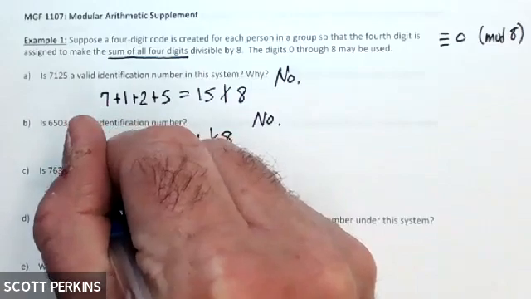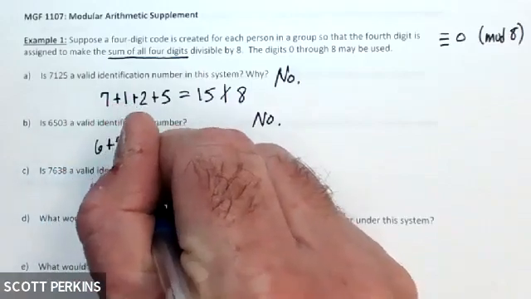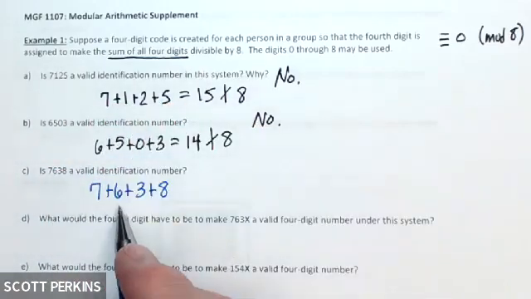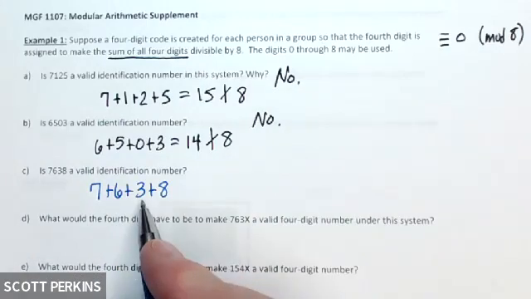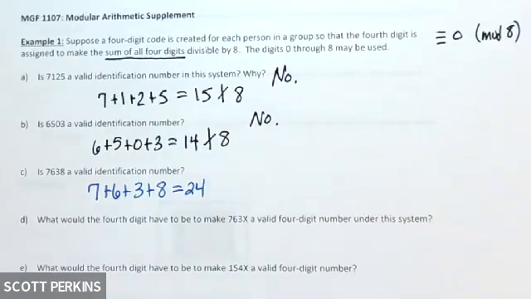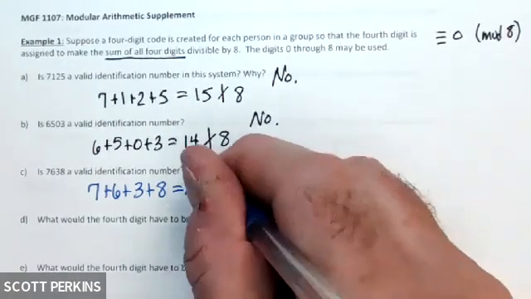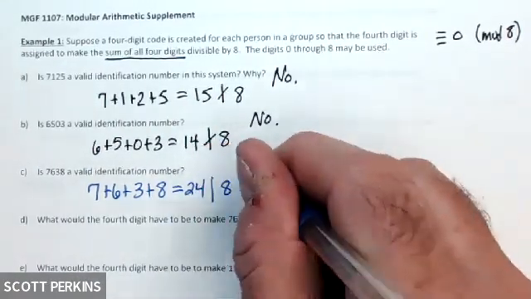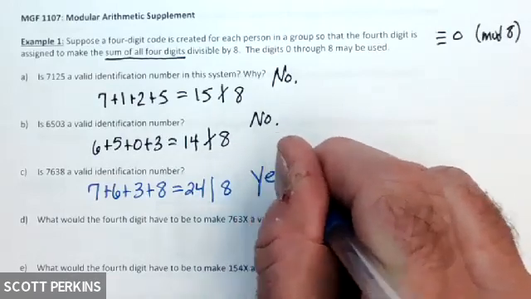So in this one, we have 7 plus 6 plus 3 plus 8. 7 plus 6 is 13. Plus 3 more is 16. Plus 8 is 24. Is 24 divisible by 8? Yes, it is. We finally got one. So is that a legitimate ID code in this system?